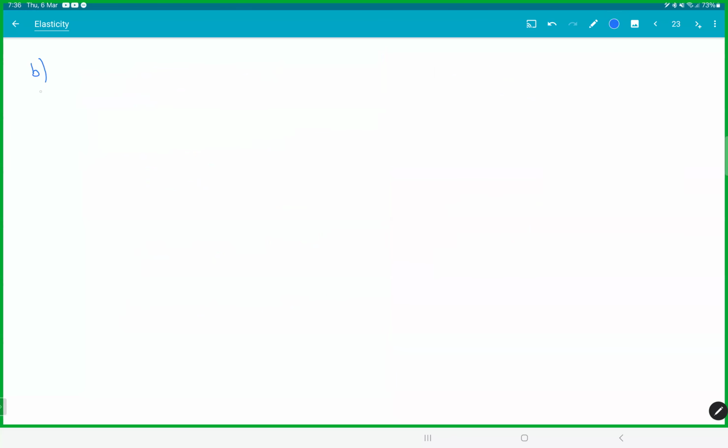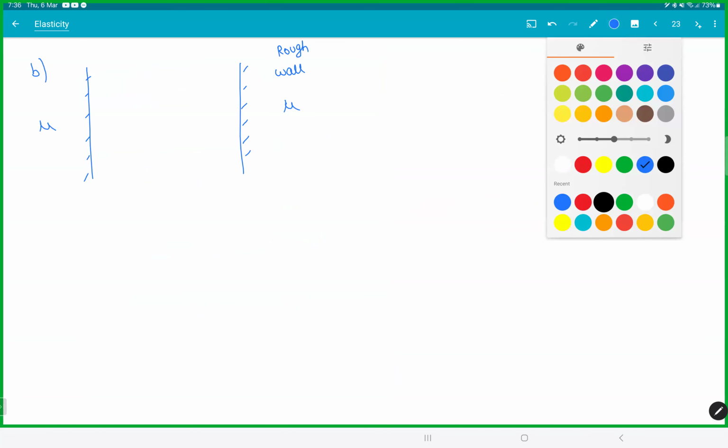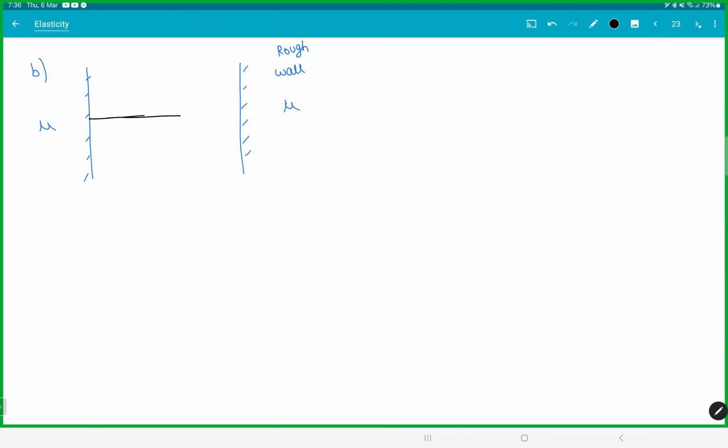Next question will make things more clear. Similar question, but this time, let's say we got a wall. Let's say we have a rough wall, mu and mu. And the rod got stuck between the walls. Young's modulus, area, length L, alpha, mass M. Gravity is there. So a rod is loosely fitted between the walls.